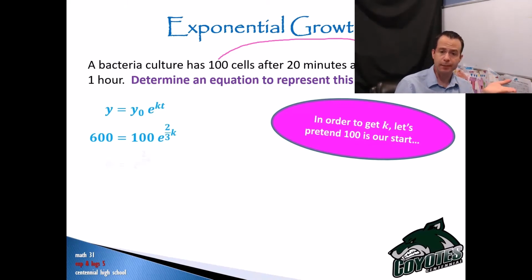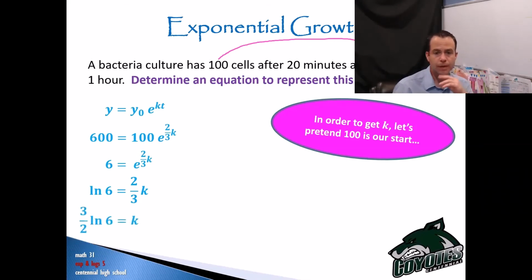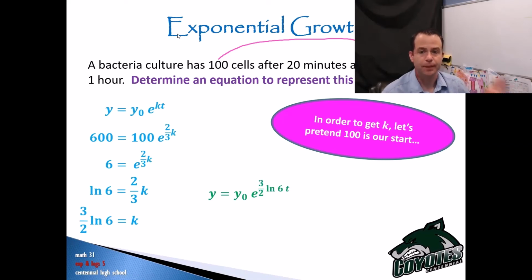I'm going to divide both sides by 100, and then I'm going to switch to log form. So this becomes ln 6 equals 2/3 k, which means k is 3 ln 6 over 2, okay? Or 3 over 2 ln 6, doesn't really matter, but that's what my k value is. So now that I know my k value, I can figure out what my initial population is, okay, so I've got y equals y to the 0 times e to the 3 over 2 ln 6 t. That's where I am so far, okay?